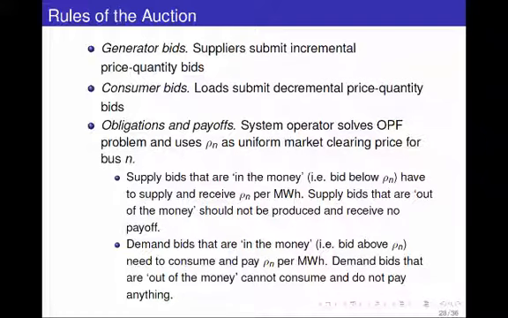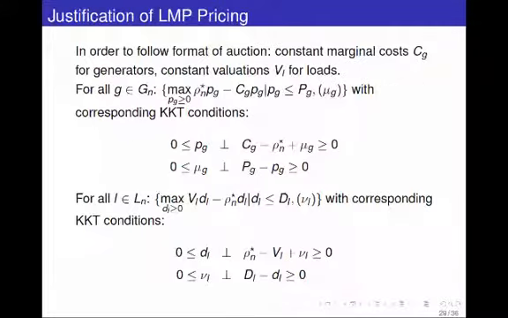If you're in the money with respect to rho, you supply if you're a supplier, and when you supply, you get paid rho. If you're out of the money, you don't produce anything and you don't get paid anything. As a consumer, if you are asking for more than rho, you get it, but you pay rho. If you're out of the money, you don't get anything, you don't pay anything. The rest of the rules are the same.